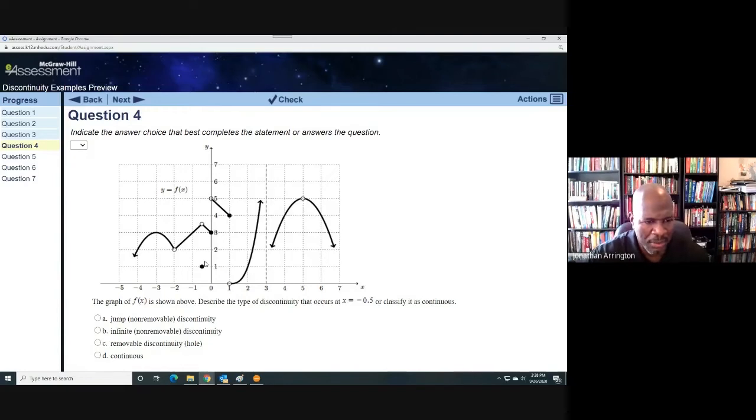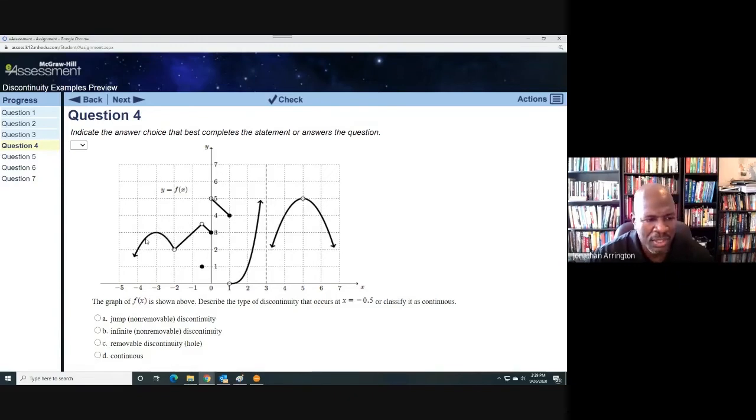I just want to throw out a couple of things to make sure. If they asked about x equals negative 2, that would have been removable. If they said something like, what is it at x equals negative 3? Negative 3 would have been continuous. There's no open circle. So at x equals negative 3, f of negative 3 is 3. The limit as x goes to negative 3 is 3. So the value at the point is defined, the limit exists, and they're the same.